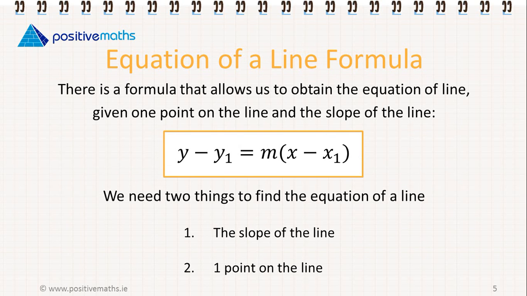There's a formula which allows us to obtain the equation of the line, given one point on the line and the slope. The formula that we use is y minus y1 is equal to m times (x minus x1). It's really important that we understand we always need these two things to find the equation of the line. Number one, we always need the slope, so that's m, and we always need one point, so that's our (x1, y1).